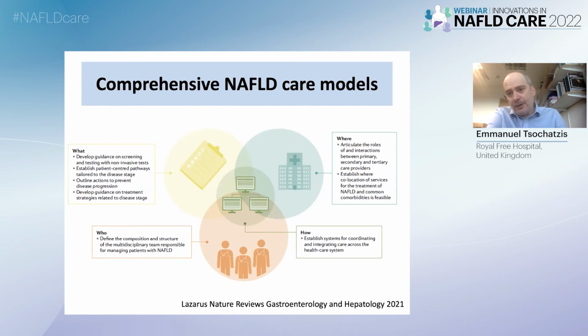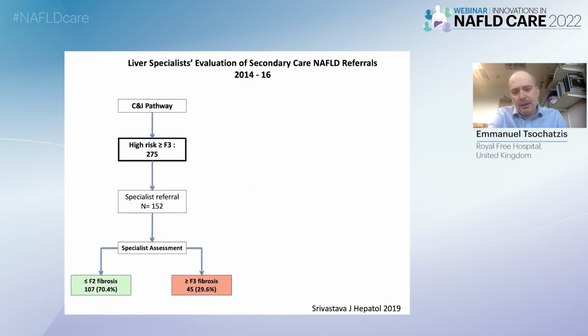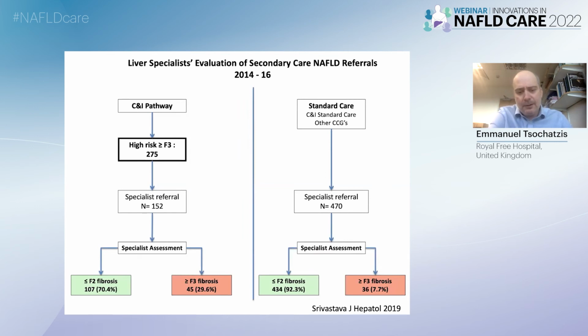I will show you just a brief example of how we are doing this in London. And this is the Camden and Islington pathway. That is a referral pathway from primary to secondary care that consists of risk stratification at the primary care level with non-invasive fibrosis tests, and then detailed instructions on how to manage disease in primary care and who to refer to specialists, to liver specialists. And you can see that by systematically using this pathway, we increase the detection of advanced fibrosis fourfold.